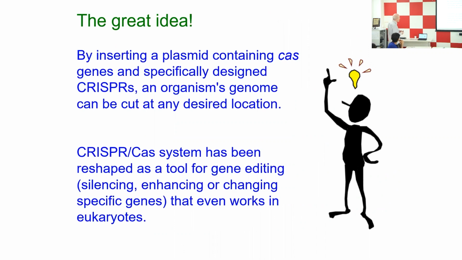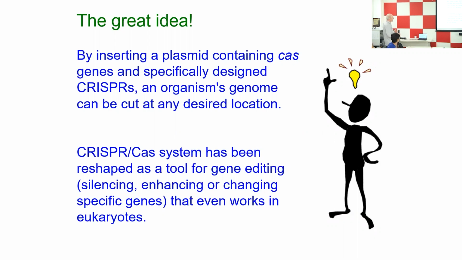bacteria against phages has been recruited by synthetic biologists and by other smart people to be converted into a phenomenal tool for gene editing. Because by inserting a plasmid that contains Cas genes and specifically designed CRISPRs, an organic genome can be cut at any desired location. Okay, so that's a part.